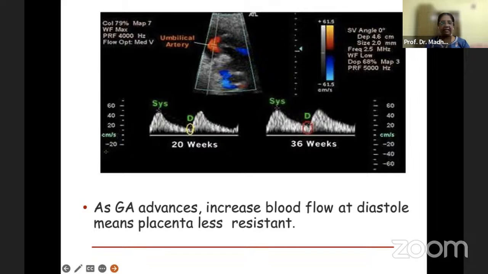Now, we're looking at the umbilical artery. This is the umbilical artery at 20 weeks. Now, systole, you can see the blood flow increasing, and this is the diastole. So this is the systolic peak. This is the diastole. And here, there is blood flow that is decreasing. Now, what happens? Because towards term, there will be a relaxation here. There will be a decrease in resistance. So even in diastole, blood flows through the umbilical arteries, which is advantageous to the fetus.